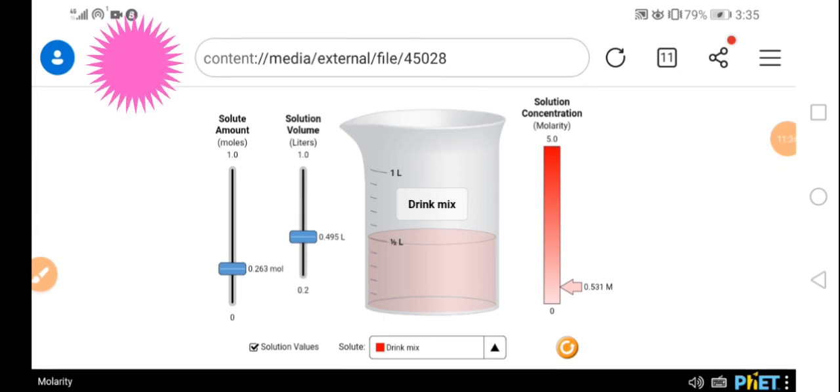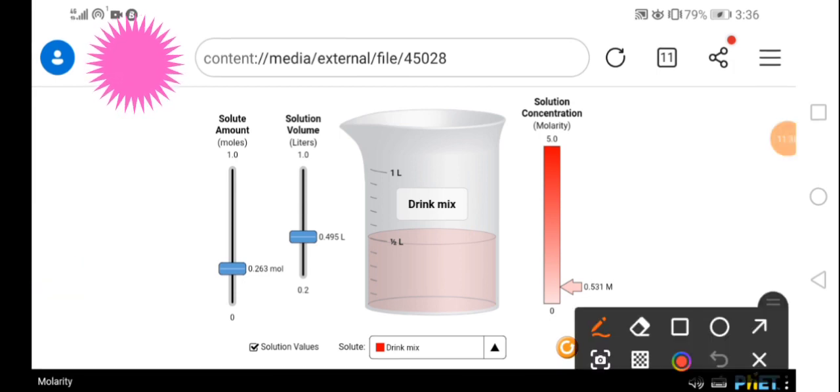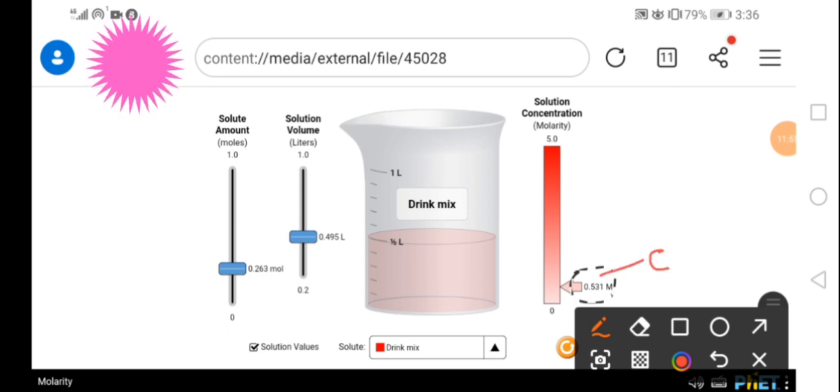And then to this initial volume of water I am going to add 0.63 moles, and the concentration becomes 0.5. This is going to be the initial concentration, and this is the volume, initial volume. So volume 1, concentration 1.